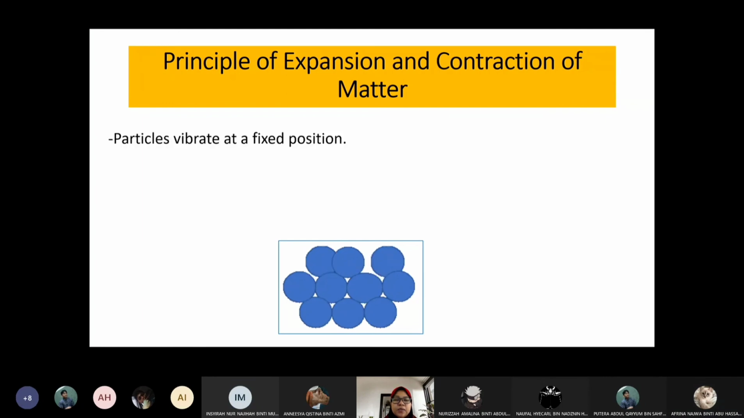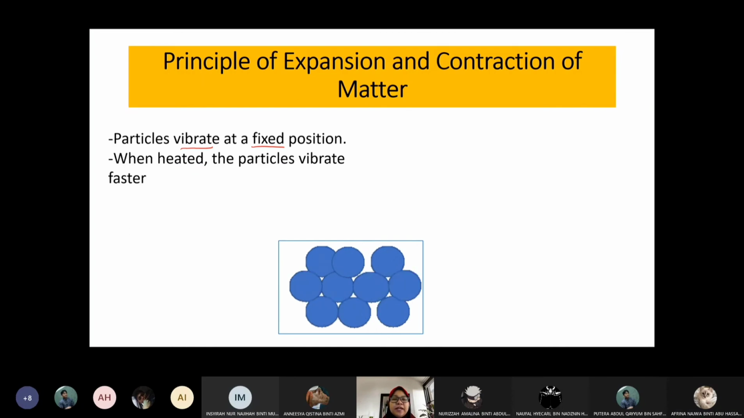Kan? Dia tersusun. Okay, so if you look at the diagram, they vibrate. So particles vibrate at fixed positions. The positions are not changing. They are just vibrating. Now, when heated, the particles vibrate faster. So let's say I heat this one. Now you will see the vibration will be much faster.